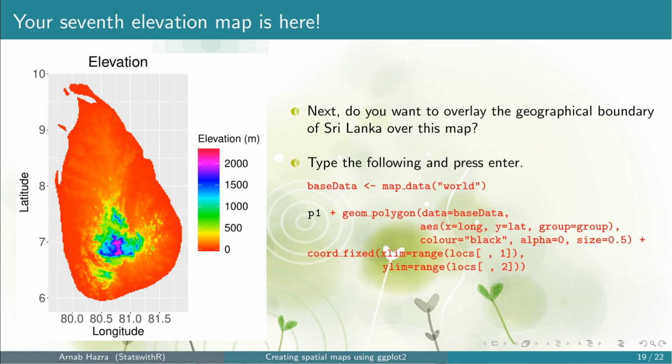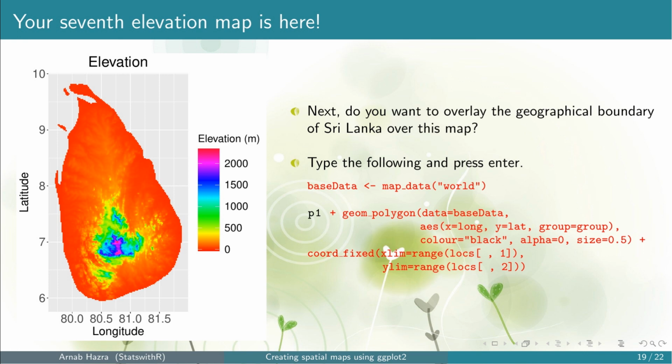To do that, first we collect the country boundaries using the function map_data and store into base_data. Then within geom_polygon, data equals to base_data. Within aesthetics, x equals to long, y equals to lat, group equals to group. Note that these variable names are predefined within the package ggplot2 and so should not be renamed. Outside aesthetics, color equals to black, the color you pick for the boundary.